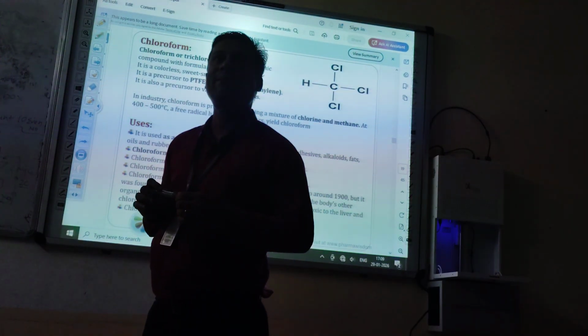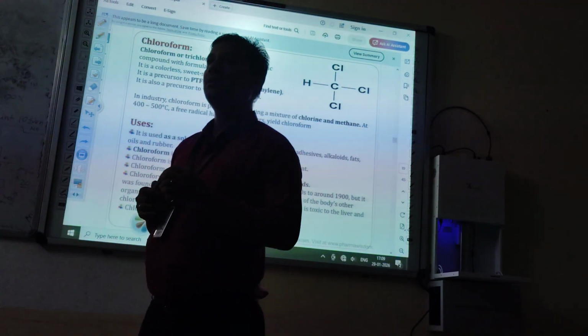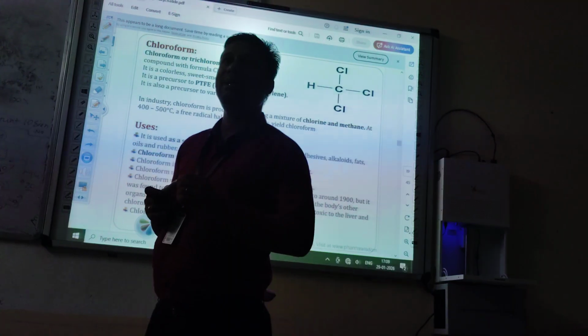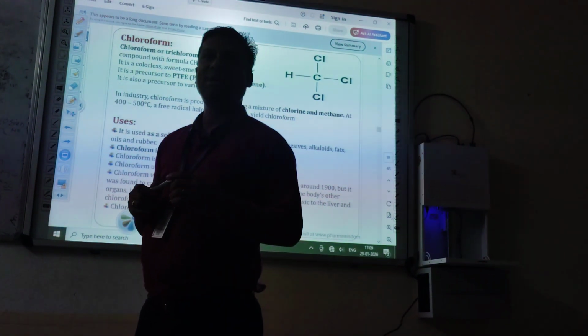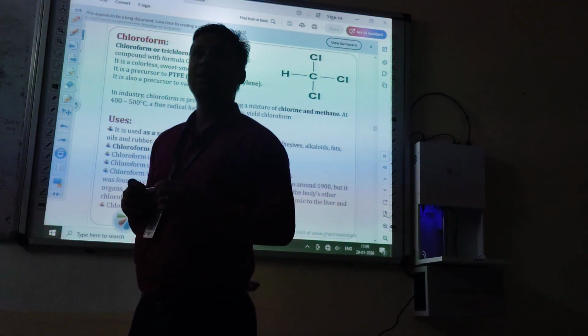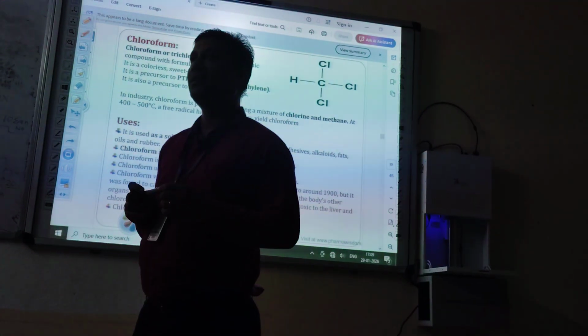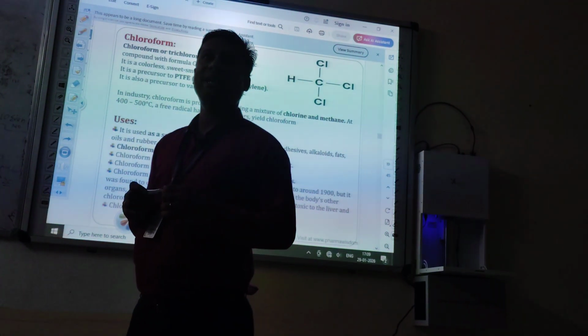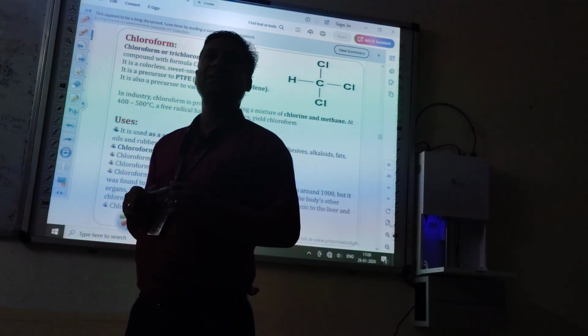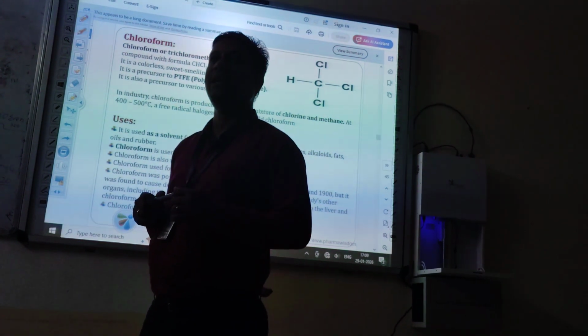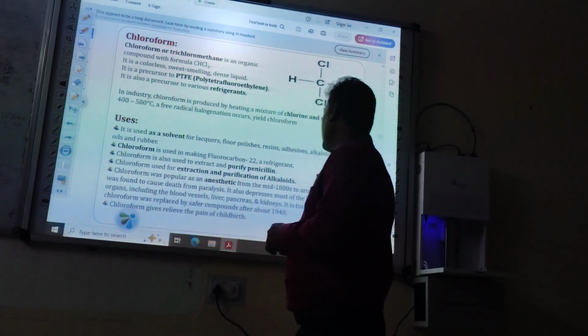What are the primary metabolites of plant? Carbohydrates, proteins, fats, all these are primary metabolites. But alkaloids, glycosides, resins, all these are secondary metabolites of plant. Okay.